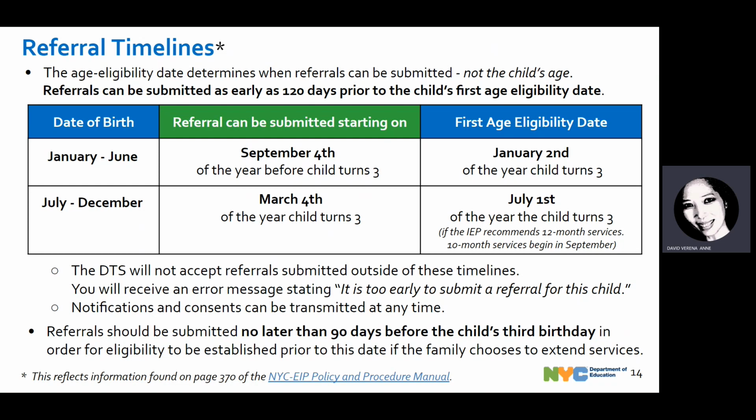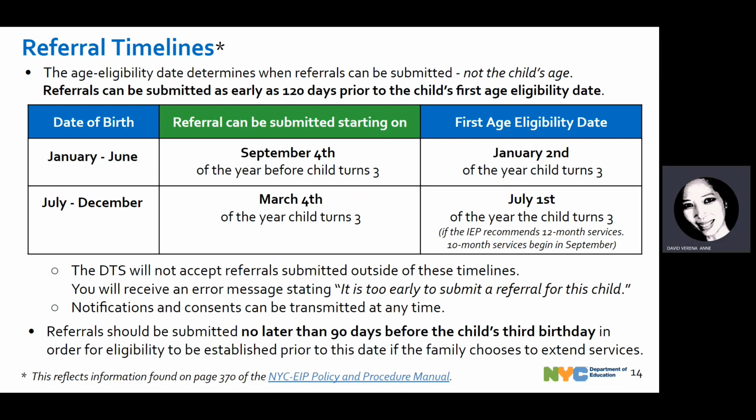The DTS uses referral timelines established by the New York State Education Department and reflects guidance found in the New York City Early Intervention Program Policy and Procedure Manual. This means that the DTS will only accept referrals when they are submitted within the appropriate timelines. When referrals can be submitted is determined by the child's age eligibility date and not their chronological age. Age eligibility is the earliest date a child can begin receiving services, and this is based on the child's date of birth. Referrals can be submitted as early as 120 days before the child's first age eligibility date.